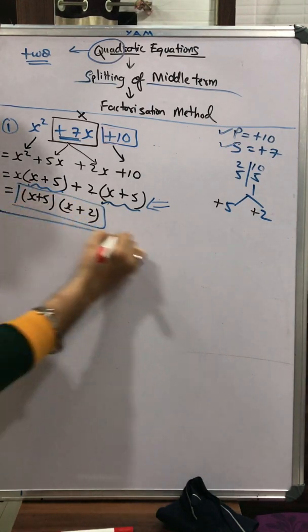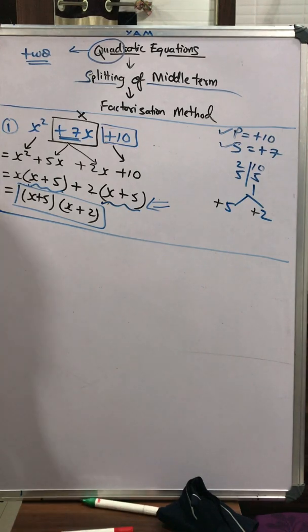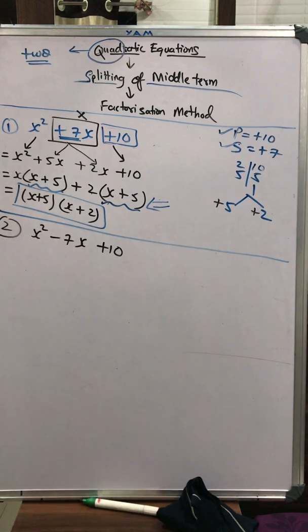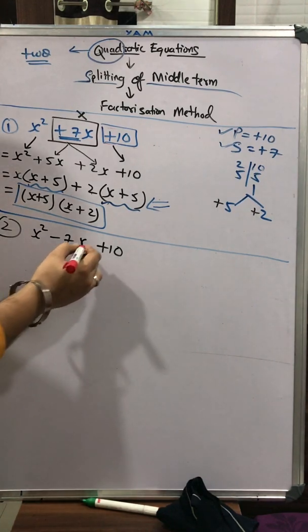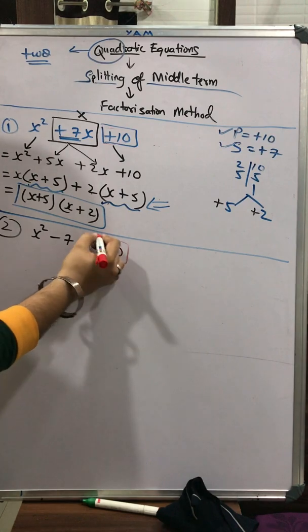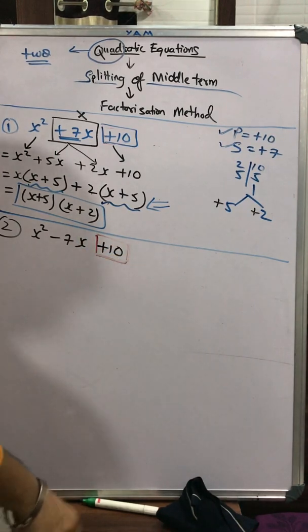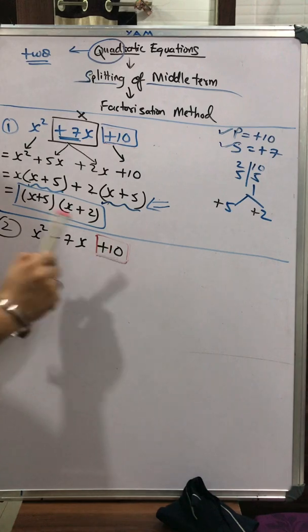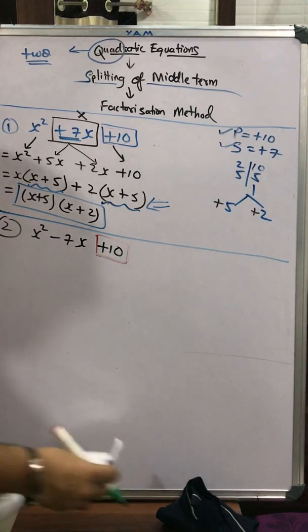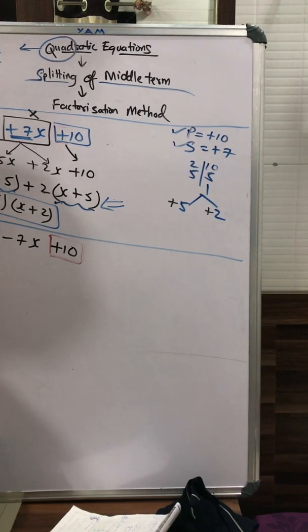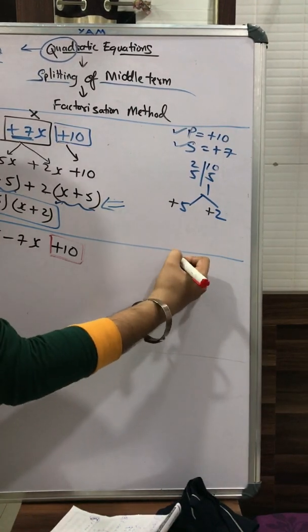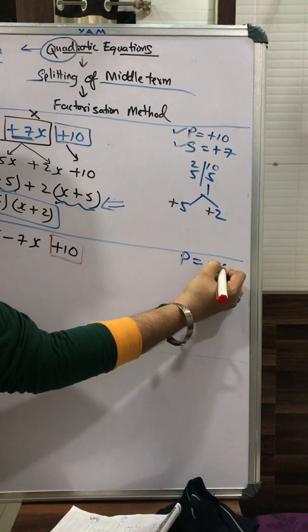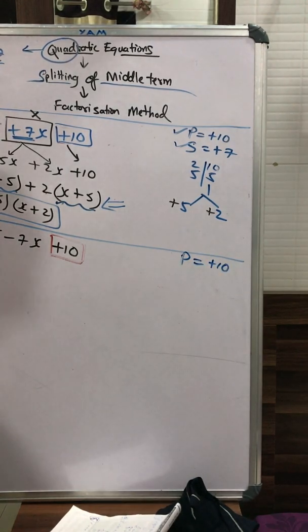first answer, students. Now let's proceed with a second illustration. X square minus 7x plus 10. Same logic. Reading it in reverse, from right hand side to left hand side. If we see, what is the first thing you can observe? First thing you can observe here is plus 10. So I should get those two numbers such that if I multiply those two numbers, I should get plus 10. So I will say here, my product should be plus 10.